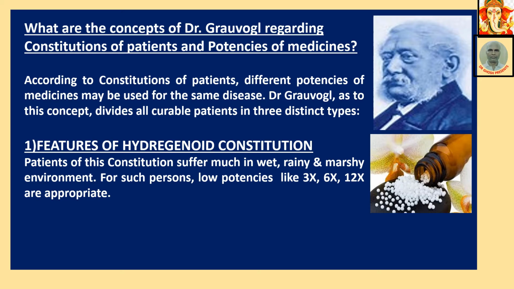According to constitution of patients, different potency of medicine may be used for the same disease. Dr. Grauvogl, as to this concept, divides all curable patients into three distinct types. Number one, hydrogenoid constitution. Patients of this constitution suffer much in wet, rainy, marshy environment. For such patients, low potency like 3x, 6x, 12x are appropriate.